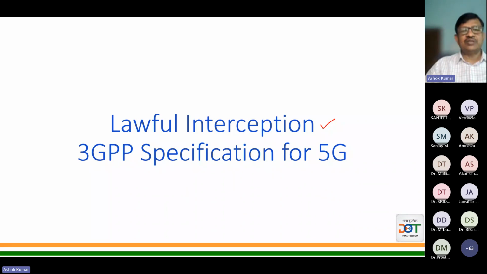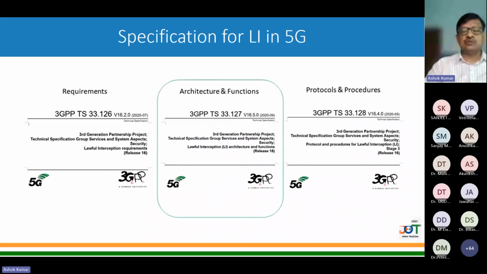So today I'll be talking about different standards of lawful interception related to 5G and how the architecture itself is there for lawful interception. There are three related standards of 3GPP. The first one is 33.126. This is the standard which gives the requirements of lawful interception.